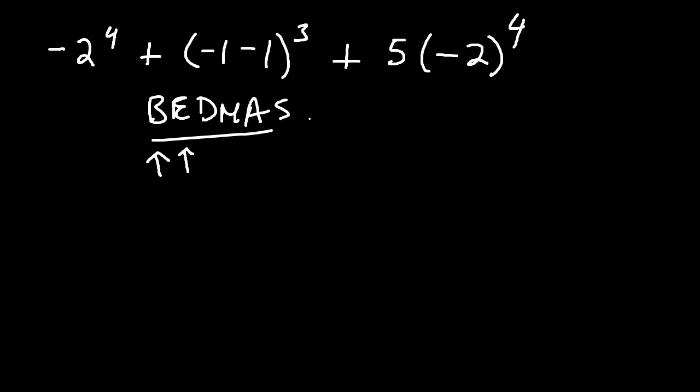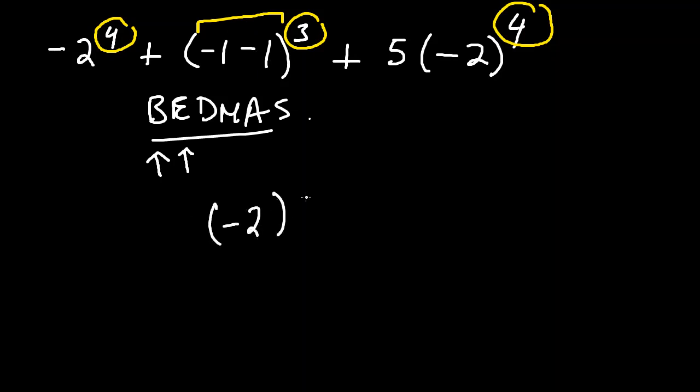So in this problem, we see that there's brackets here, there's an exponent here, and an exponent here. Okay, so according to BEDMAS, we have to take care of the brackets first. So what's in the brackets? Well, we have a -1 and a -1, right? So if you remember from integer subtraction, -1 minus 1 gives us a -2. So the brackets result in a -2.